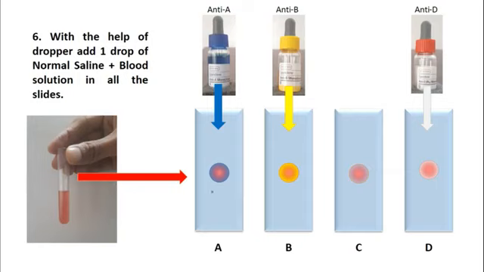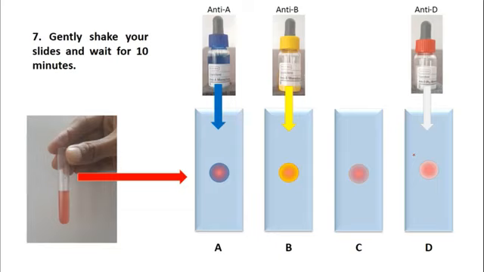Please remember that in slide number A, there is anti-sera A solution plus 1 drop of this solution. In slide number B, there is anti-sera B solution plus 1 drop of this solution. And in slide number D, there is 1 drop of anti-sera solution anti-D plus 1 drop of this solution. Now gently shake your slides and wait for 10 minutes. You have to shake the slide gently so that the blood plus normal saline solution gets evenly mixed with the anti-sera solution.